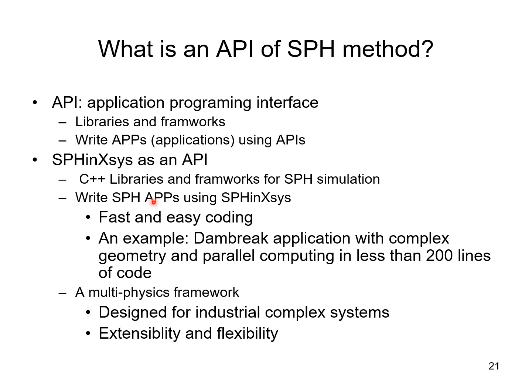If we use the SPH API, SPHinXsys, to write a code, we can achieve fast and easy coding. For one example, we can do a 3D simulation with less than 200 lines of code. This method is based on a so-called multiphysics framework, which is designed for complex systems and has quite good extendability and flexibility.